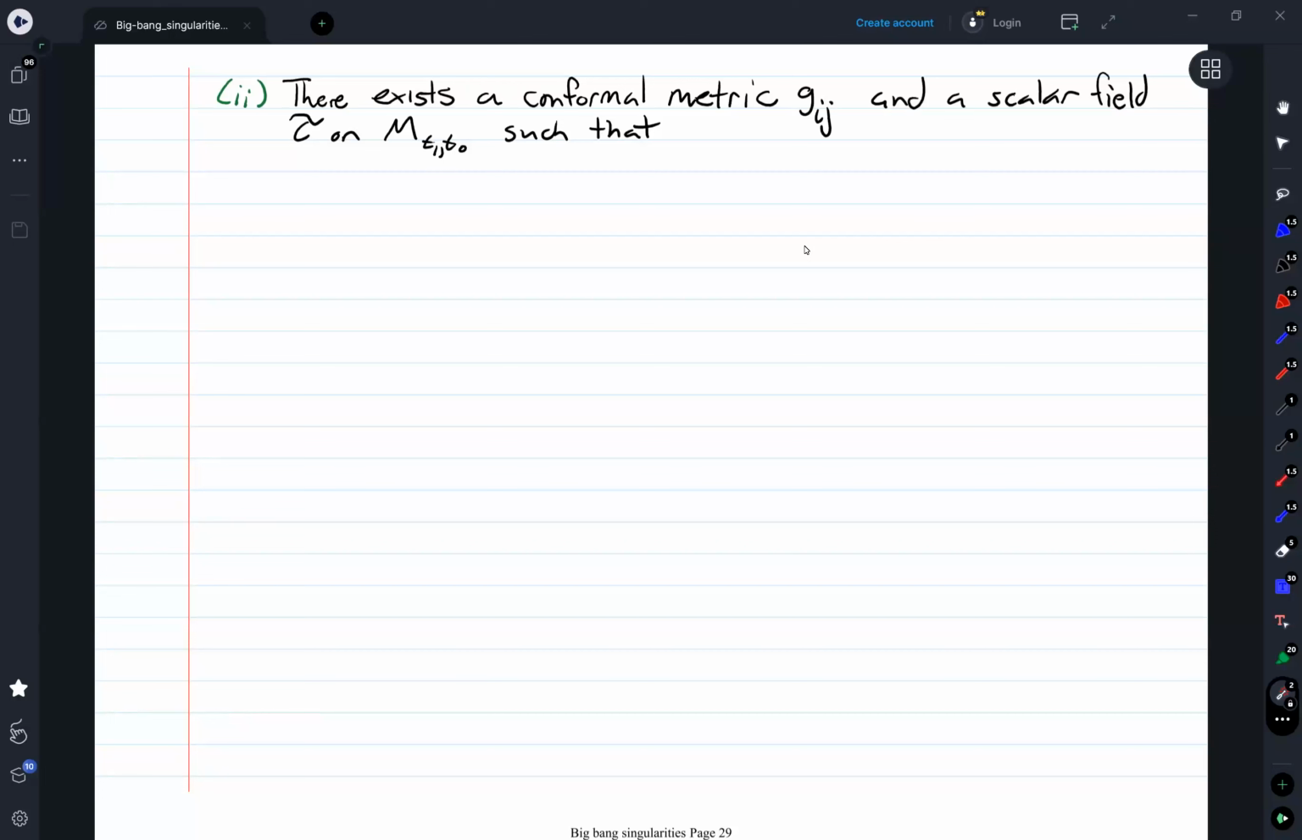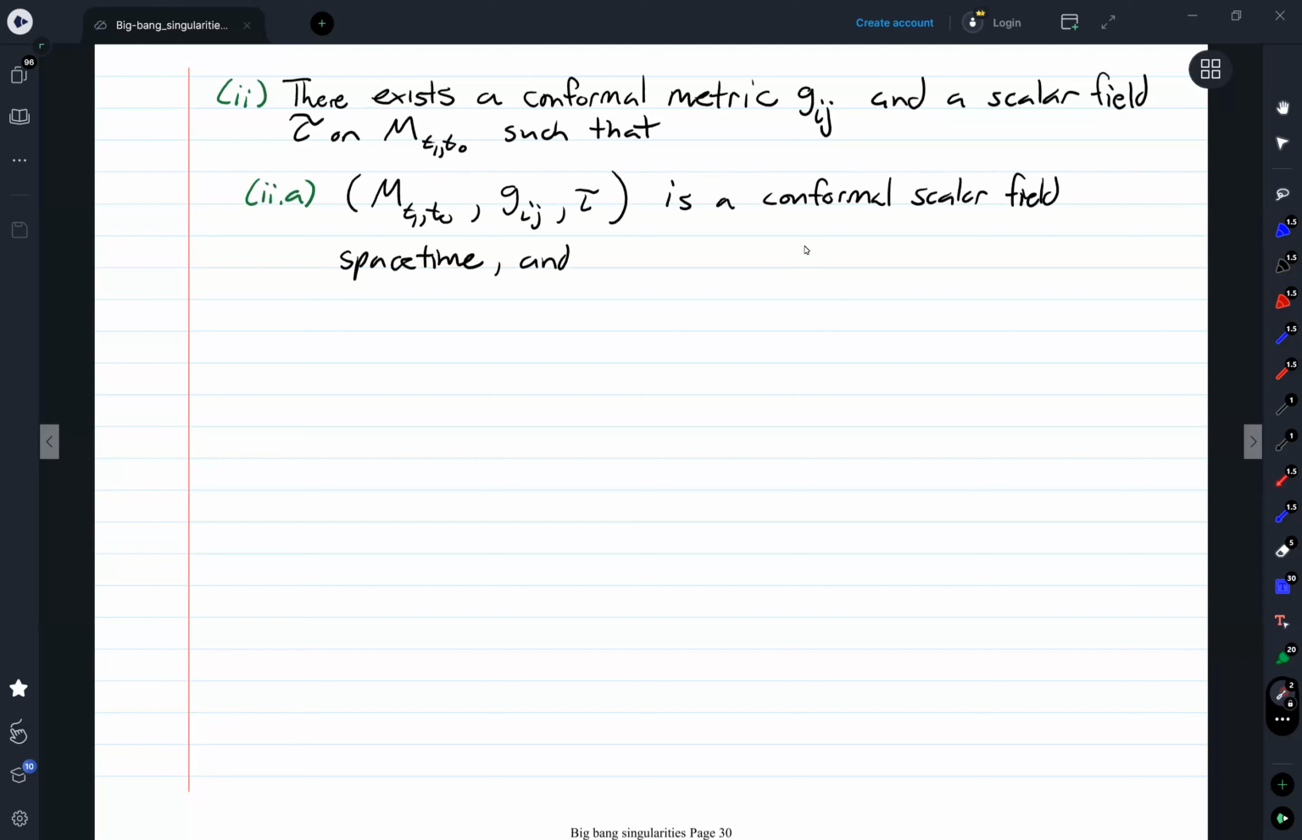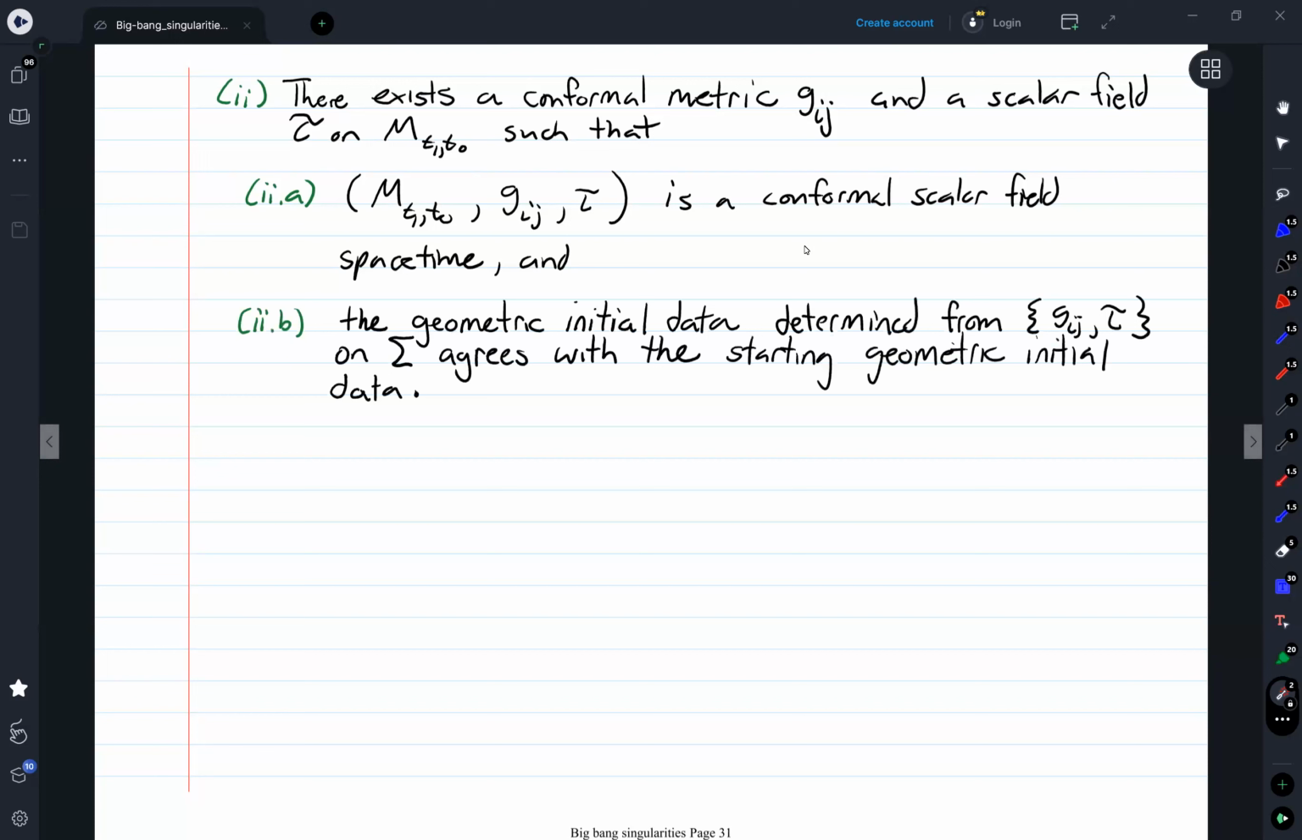So the right existence theory gets the existence of these fields that live on this space-time, right? And they do a couple things. So one, the triple is a conformal scalar field spacetime. So it is a solution on that manifold. And two, if you restrict that solution back to the initial hypersurface, it will induce initial data that agrees with the starting geometric initial data.